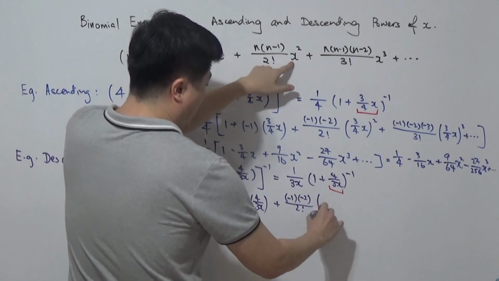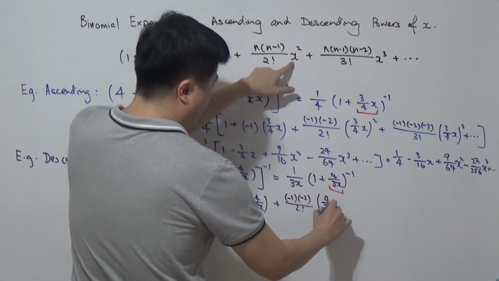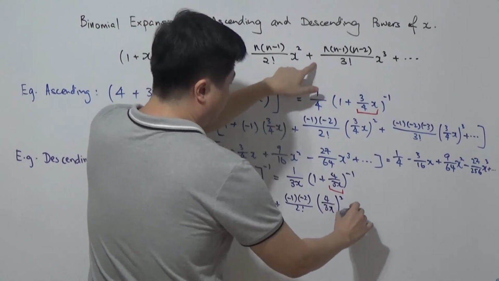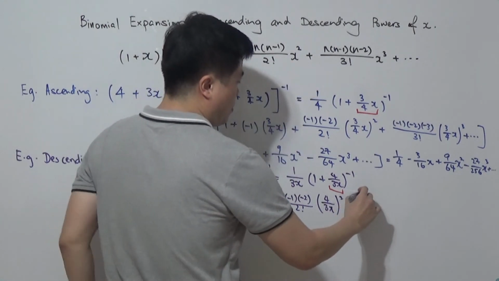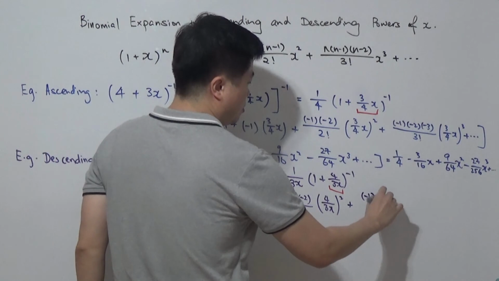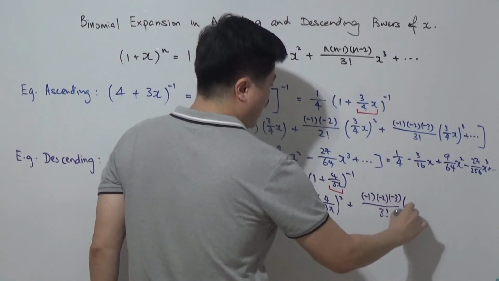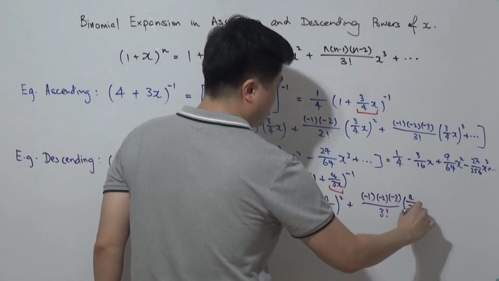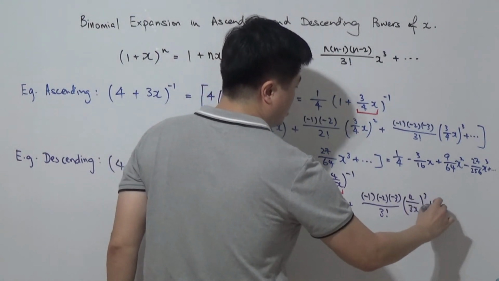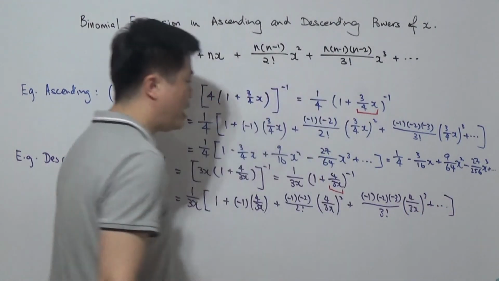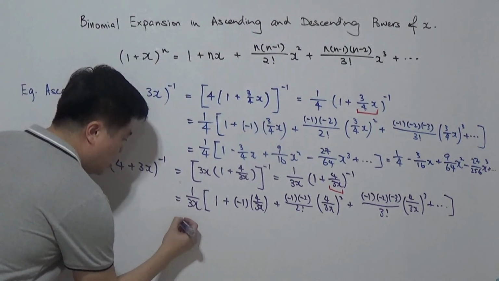Then you square this, so it's (4/(3x)) whole thing squared. Then plus, again one more, minus 1, minus 2, minus 3 over 3 factorial, bracket 4 over 3x to the power of 3, plus dot dot dot. Okay, now let's move on.